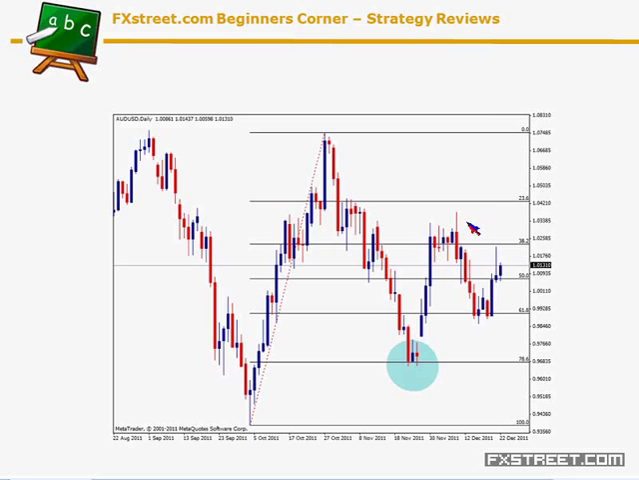So keep in mind that this 78.6% is the last barrier for a trend. If by any circumstance price action breaks below it, right, then the fact is that the price would probably extend to 100%.